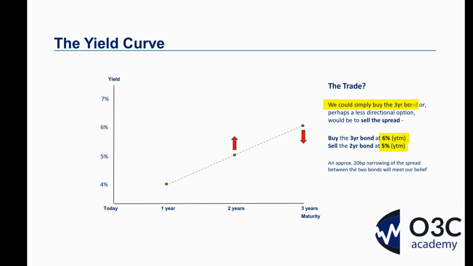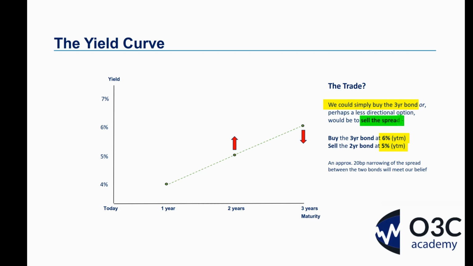Because think of it this way. If you buy something because it looks cheap right now, what happens if it becomes cheaper? So your strategy is correct, your calculations, your beliefs perhaps are correct, but your timing is wrong. So you jump in at the wrong point. It's very much a directional trade. So perhaps less directional is to do something that is often referred to as selling the spread. We're actually going to trade the spread between these two bonds. It's a relative value trade.